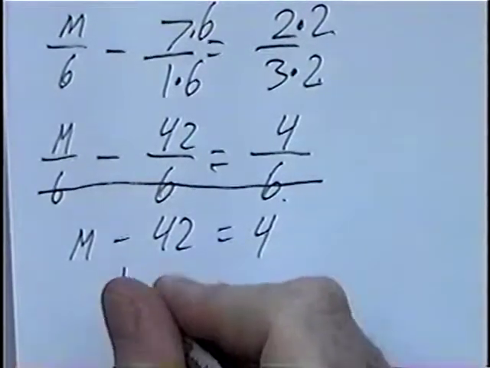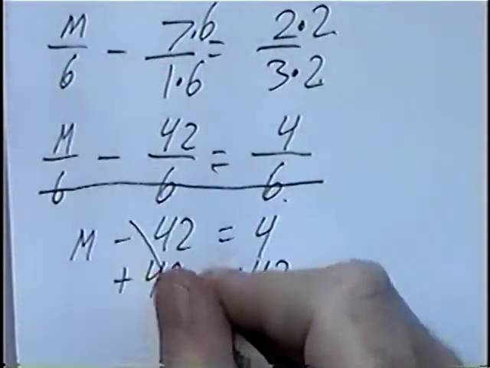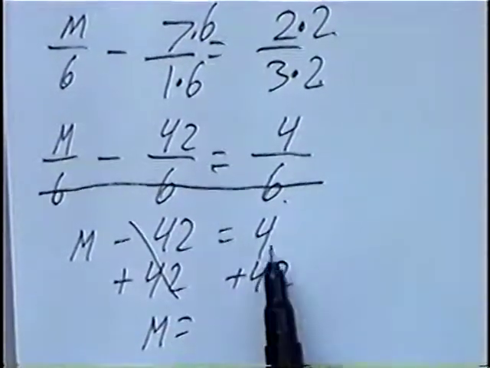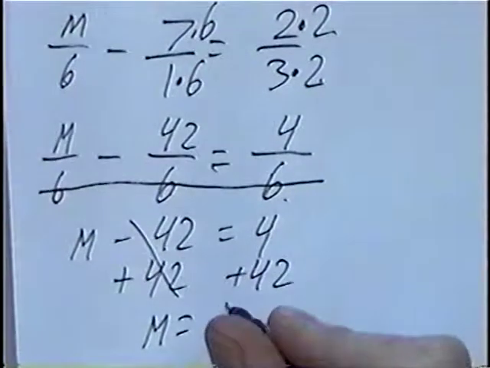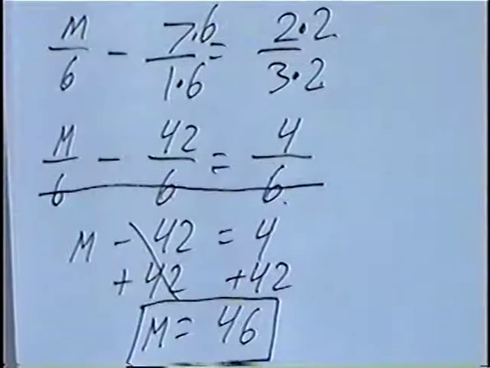From here we can add 42 to both sides. M equals 4 plus 42 would be 46. So m equals 46.